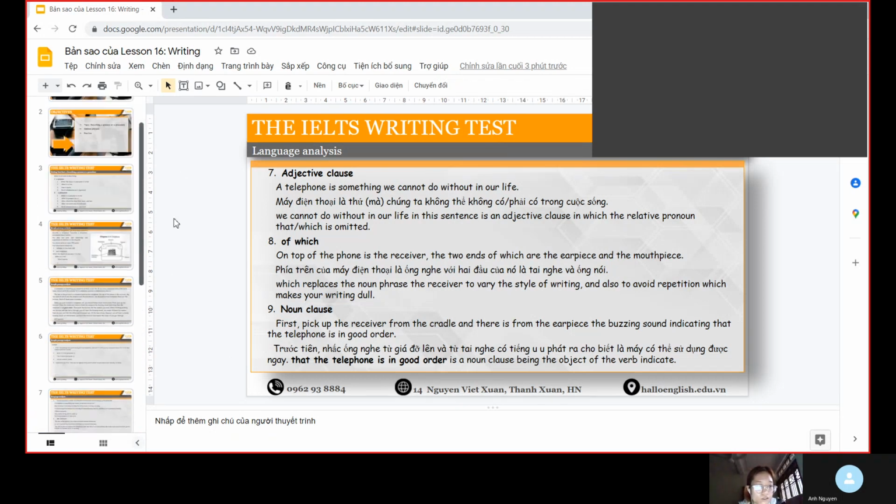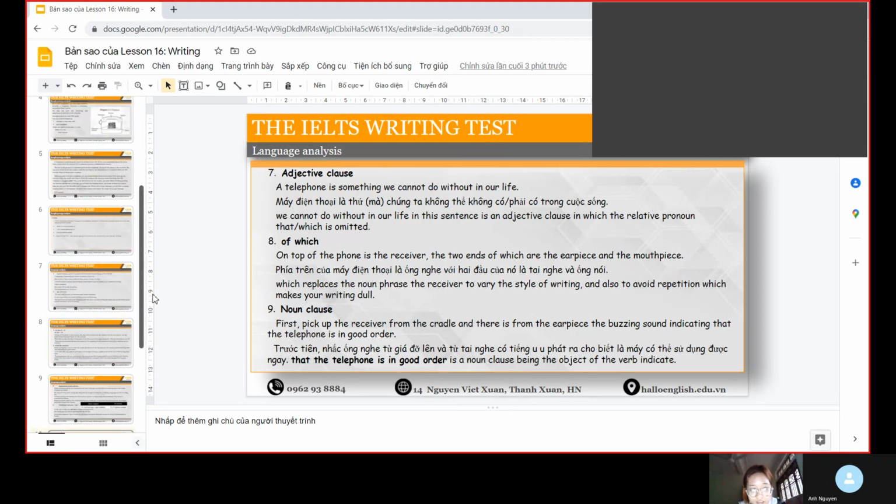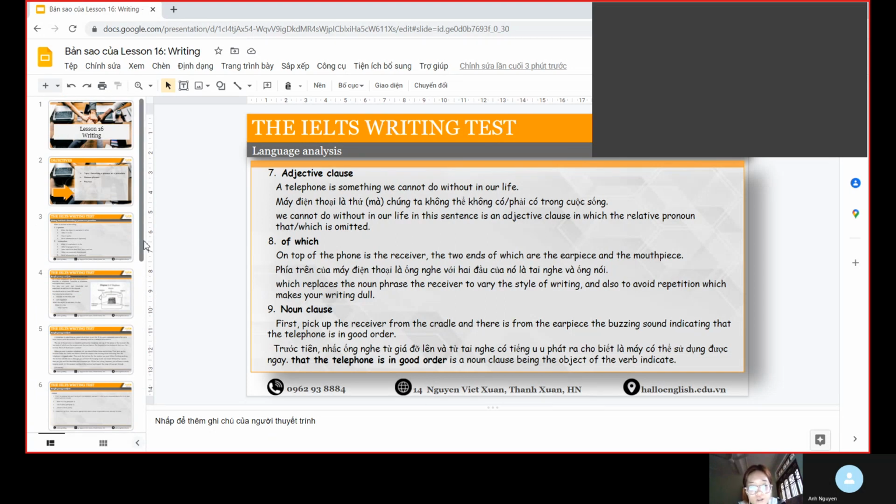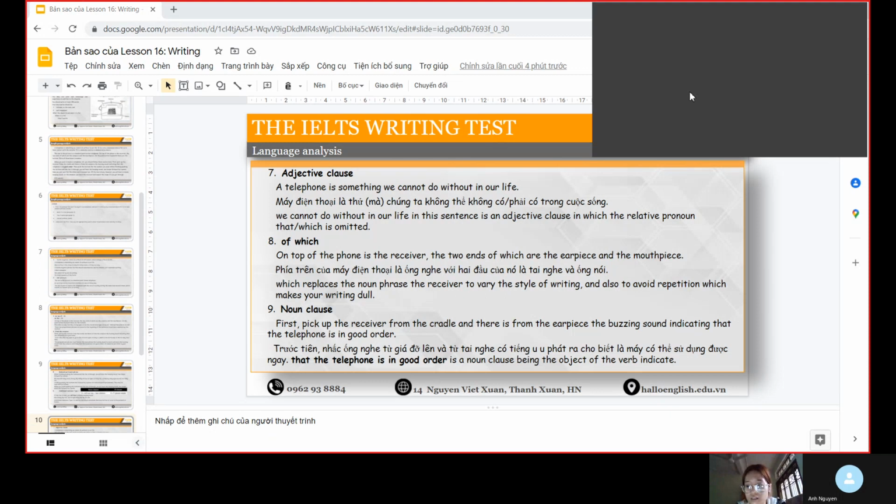Okay, so that is everything you need to know about lesson 16. Are there any questions or any words or phrases you want me to explain further? Or is it okay? Are you through with everything that we discussed in lesson 16? Or are there any things that you need me to explain?